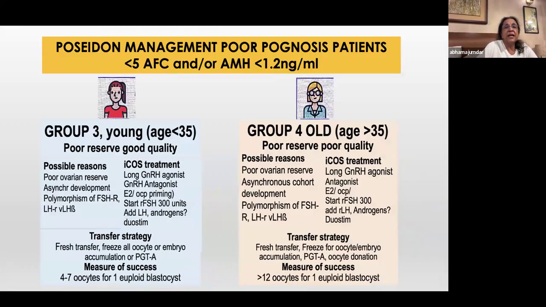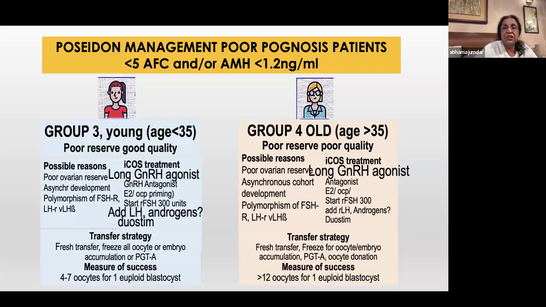So when we talk about Poseidon management of poor prognosis patients, and we take patients with poor reserve, both sides, young and old, then we see that you give ICOS treatment where you use long GnRH agonist or antagonist. When you use antagonist, you use estradiol or OCP priming. These are the two recommended by the Poseidon management group. And you start recombinant FSH 300 units and you add LH. You may add androgens also to the younger group, and you may do duostim. The same goes for the older group, that you add LH, androgens, and duostim.